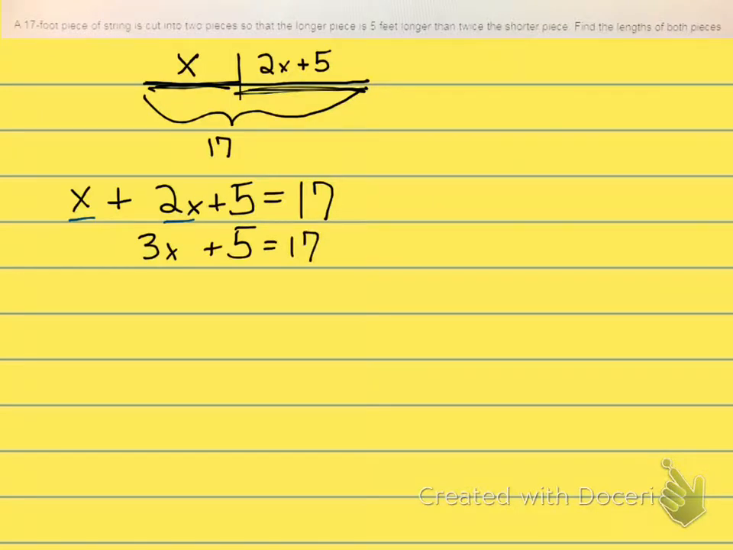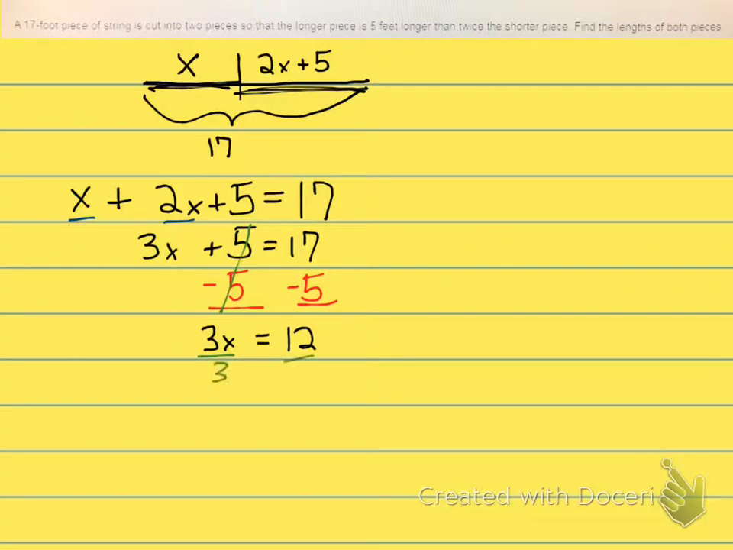Next thing to do is get rid of the plus 5. So I'm going to subtract 5 from both sides, both sides of the equal sign. And the reason I did that is because 5 minus 5 is 0, and I don't have a constant on the left. My x is closer to being by itself. Grumpy old x.